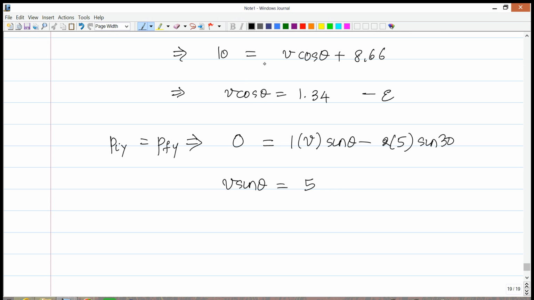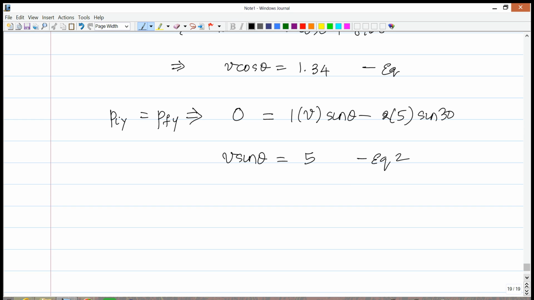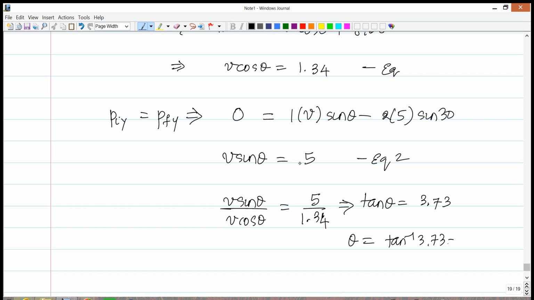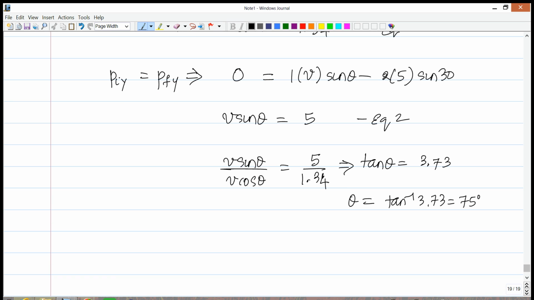So now we have two equations. This is equation 1 and this is equation 2, and we can solve them very easily. Now what I like to do is divide one by the other. That eliminates V, so V sine theta over V cosine theta is equal to 5 divided by 1.34, and this implies that tangent of theta is equal to 3.73, and this gives me theta equals tangent inverse of 3.73, which is equal to 75 degrees. Now that we know theta, we can plug theta into any of the equations and find V is equal to 5 divided by sine of 75, and this gives us 5.17 meters per second. So this gives us our two values.